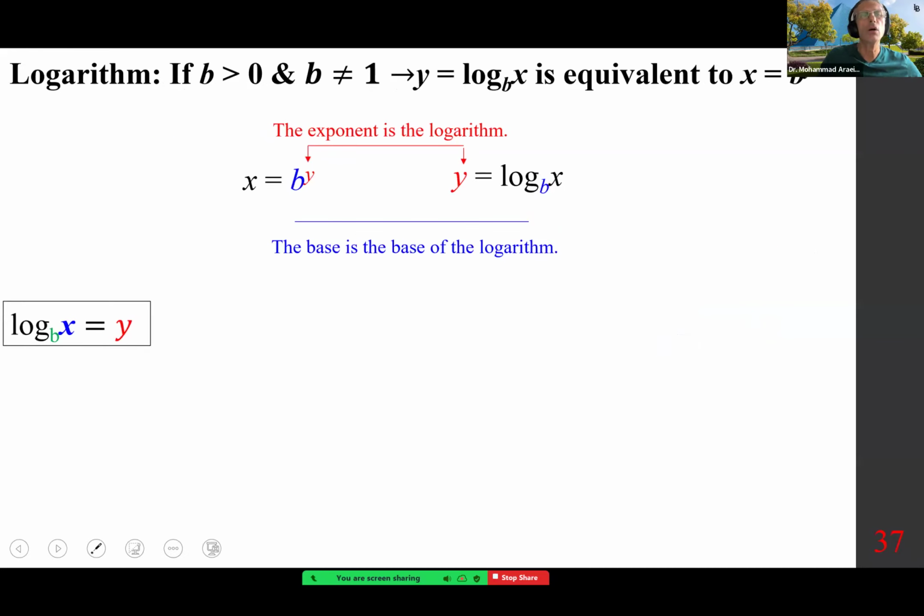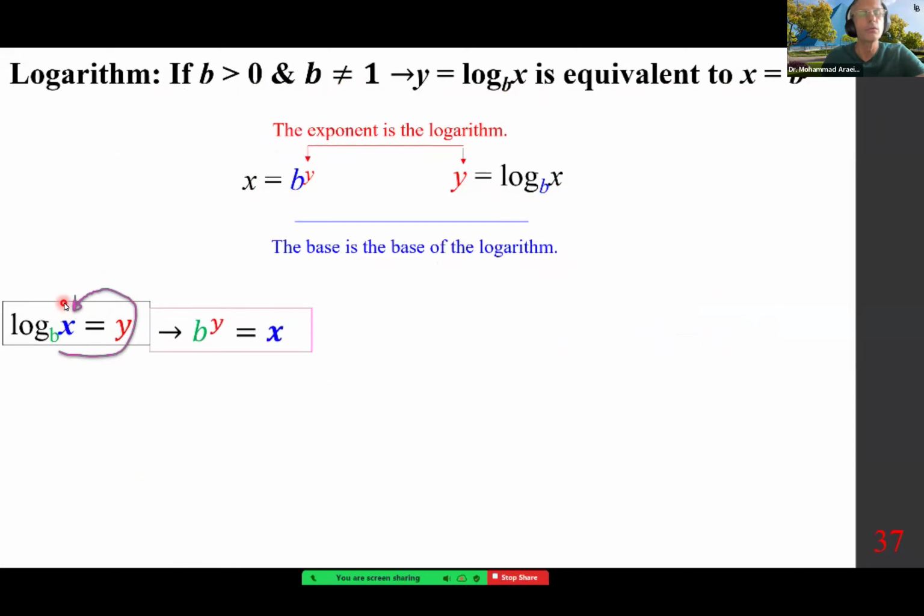Let me remind you of logarithmic properties. If b is larger than 0 and b is not equal to 1, y equals log x base b is equivalent to x equals b to the power of y. The exponent is the log, so x equals b to the power of y. That means y equals log x base b. The base is the base of the log. To make some sense out of this, I want you to look at this one and the arrow. Follow the arrow. B to the power of y is x.